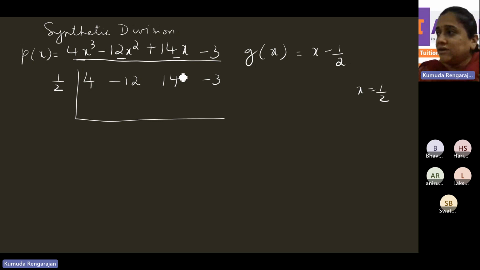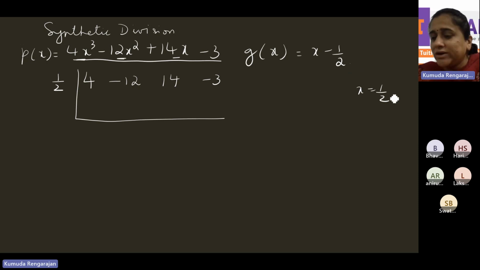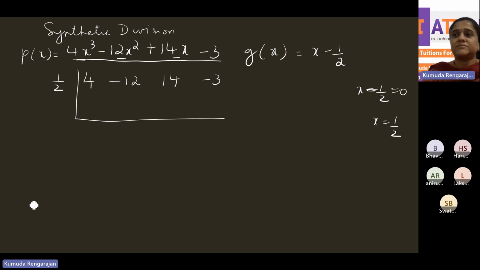We need to write the numerical coefficients of the terms in the dividend. The first term is 4x cubed. Its numerical coefficient is 4. The second term, minus 12x square, the number there is minus 12, plus 14x, the number is 14, and the constant is minus 3. Then outside, x minus half is the divisor equated to 0. X minus half is equal to 0. So you have x is equal to 1 by 2. Place the 1 by 2 out like this.